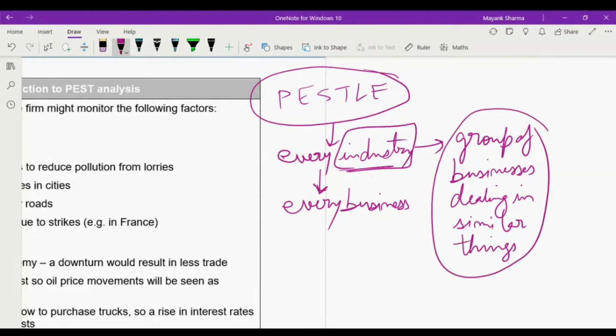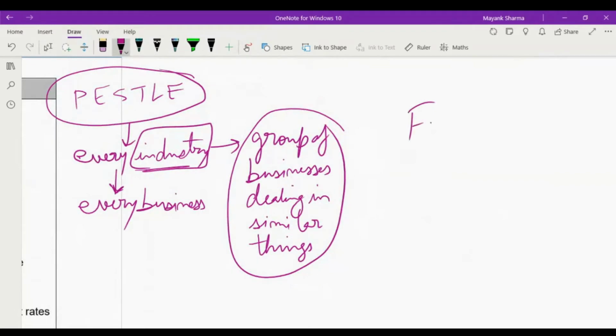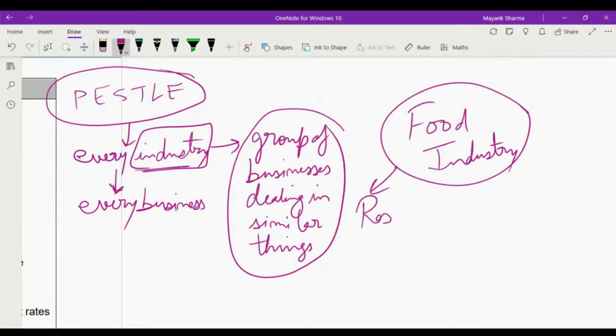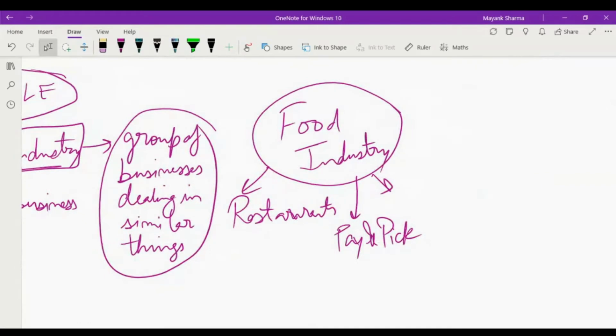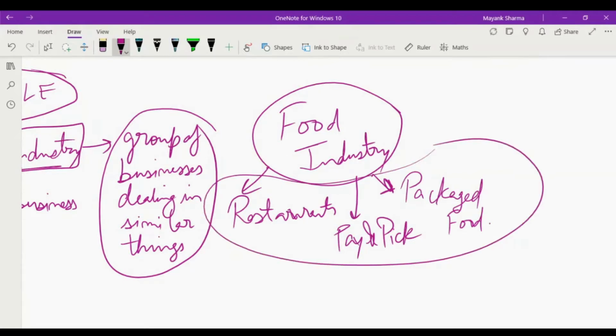For example, if I talk about food industry, then all those restaurants, those pay and pick, those pizzerias, in fact, if I talk about packaged food also, confectionery, everything will fall under food industry, right? So food industry means all those who are dealing as a restaurant or a pay and pick, the packaged food, or as a pizzeria, or as a canned food, anything which is related to food will fall under food industry.